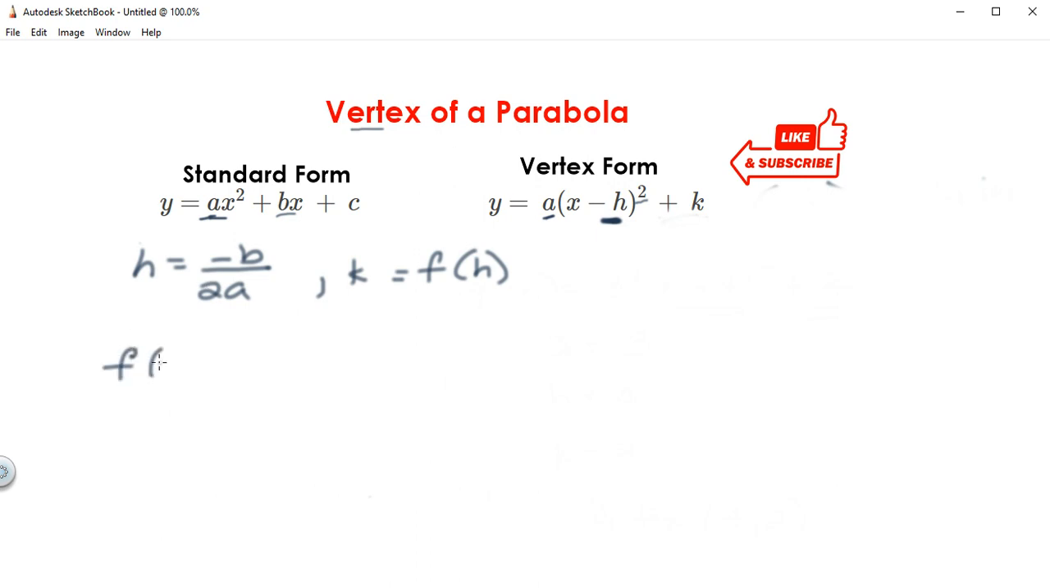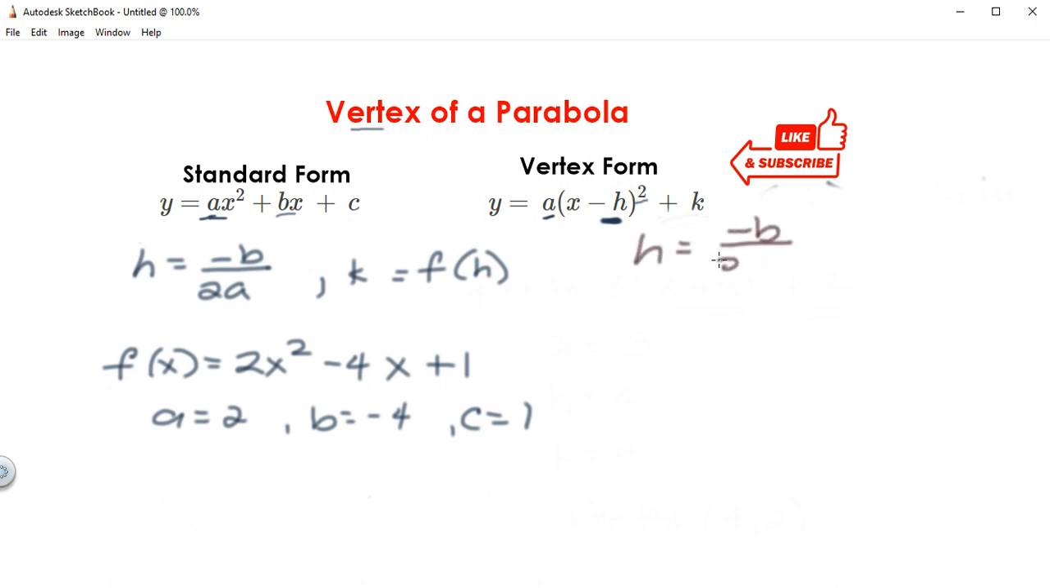Let's say f of x is equal to 2x squared minus 4x plus 1. In this case, your a is equal to 2, your b is negative 4, and your c is equal to 1. So if we want to solve for h, h is equal to negative b over 2a. That's negative of negative 4, so a positive 4, over 2 times your a, which is 2. So that's going to be 1. That's your h, so you already have the first part of your vertex: 1 comma something. We don't know that something yet.